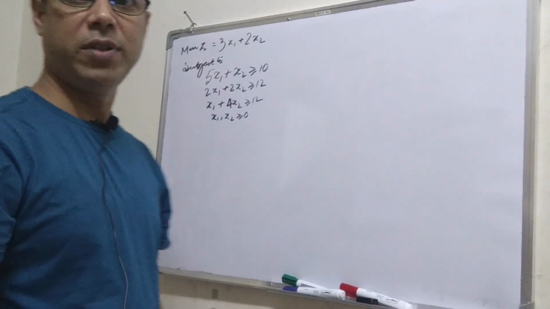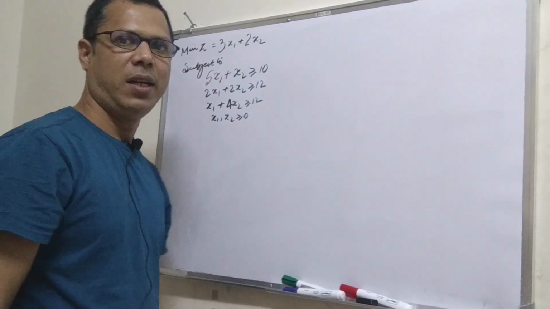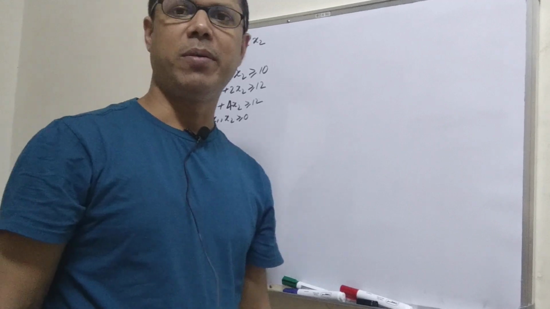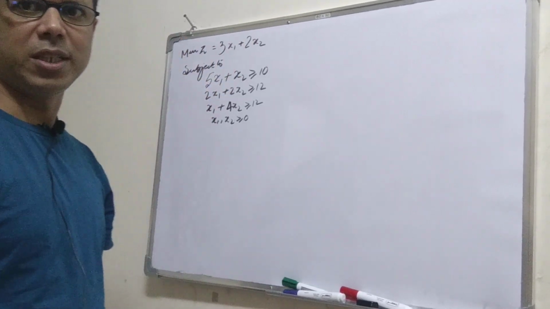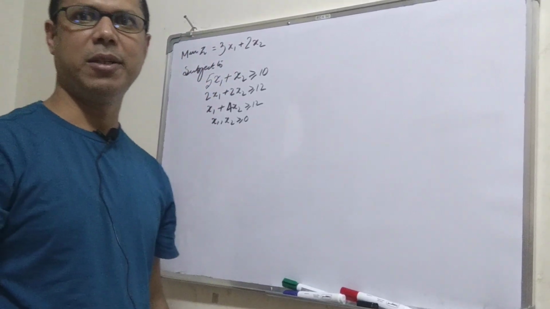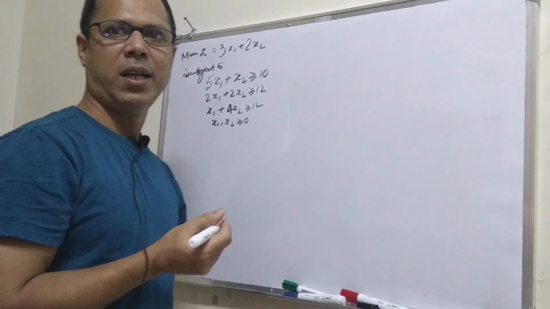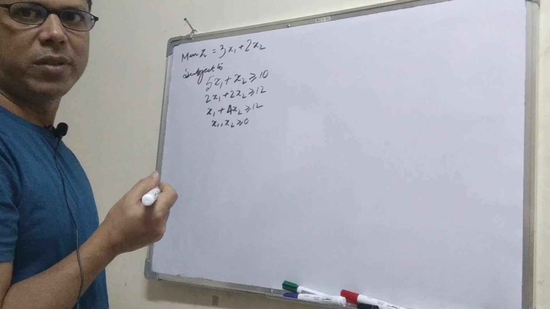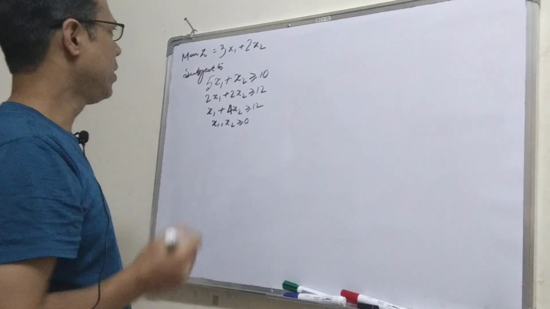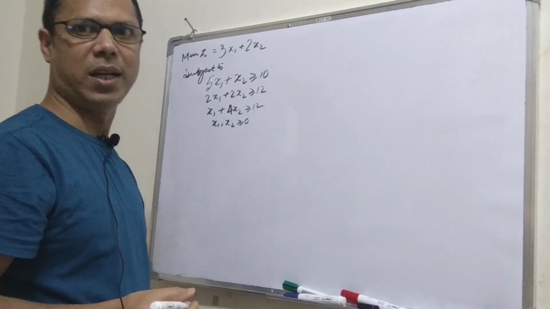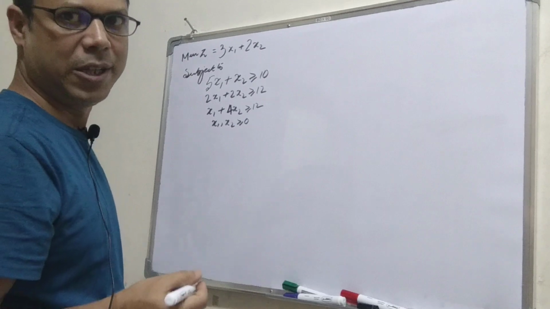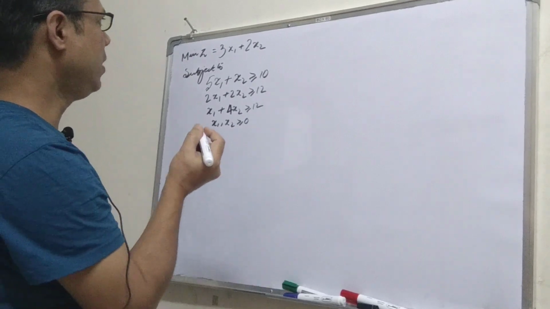Okay, so in this video I am going to explain another type of problem, that is, minimization types of linear programming problem. In the last videos I have taken examples of maximization types of problems. Now I am going to take the minimization types of problem by using the graphical method.